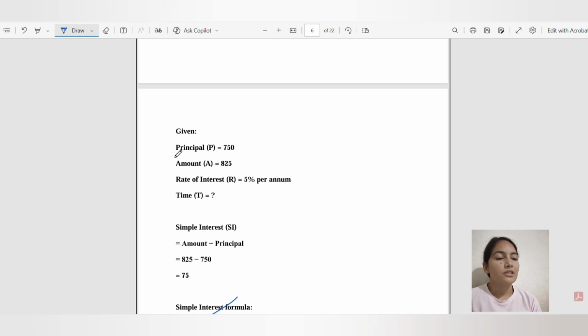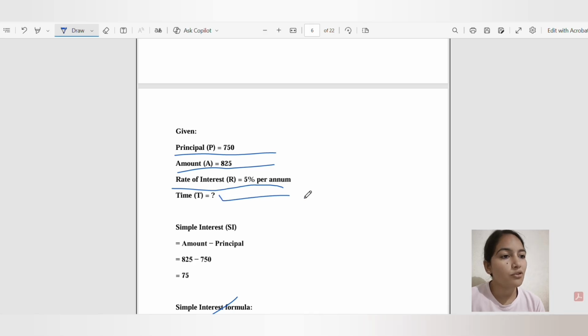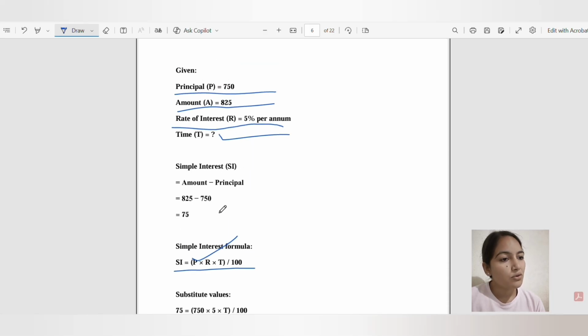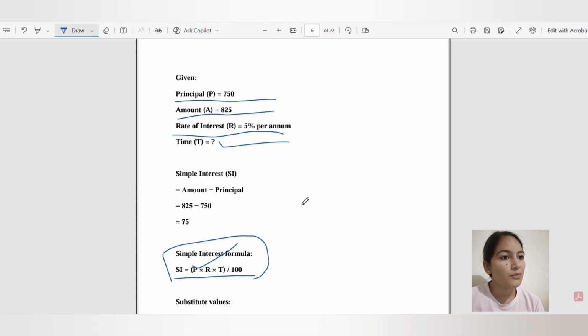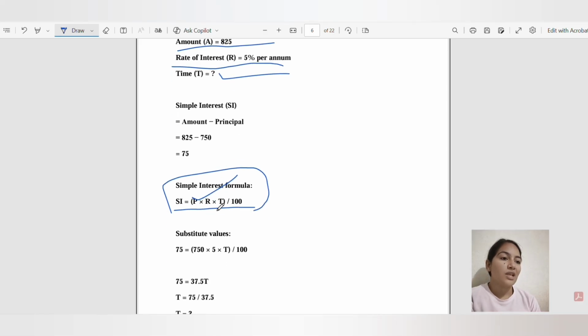And what we have been given in the question: our principal is 750, our amount is 825, and the rate of interest is 5% per annum. We have to find the time. So we will only put values in this formula and we will get our answer. But in this formula, we don't have SI. We have P, we have R, and we have to find T.